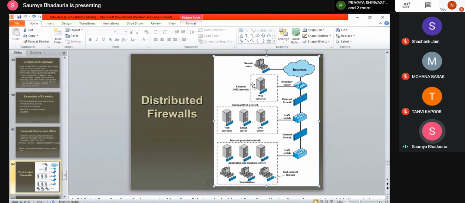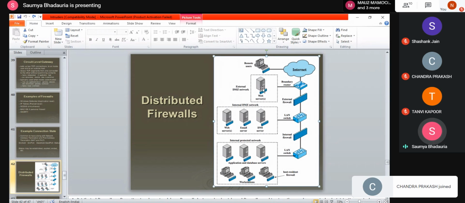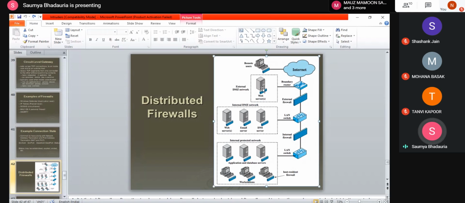You can have an external DMZ network also. Like in the case of honeypots, where we create a decoy system. This is not a decoy. This is just the external DMZ network, which is used for accessing the information by those users who are not authorized to log in to the system.